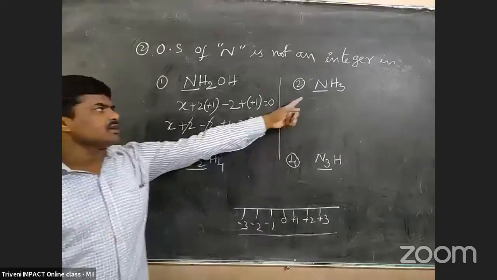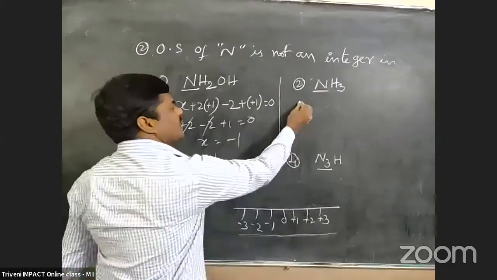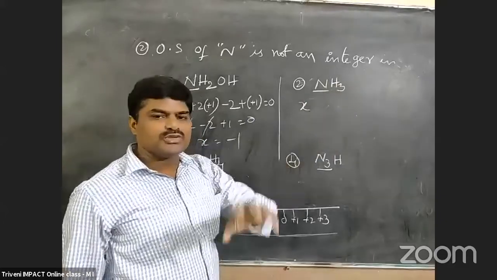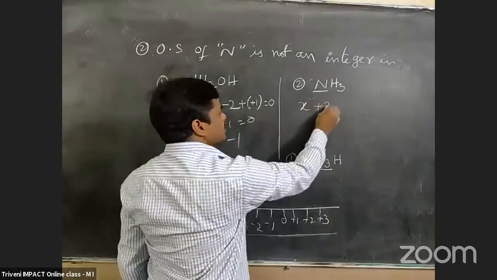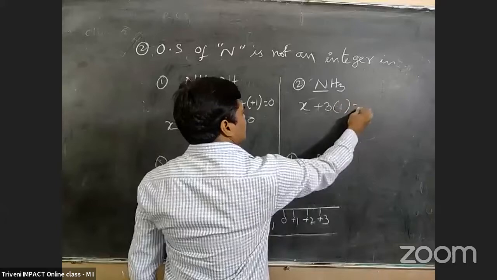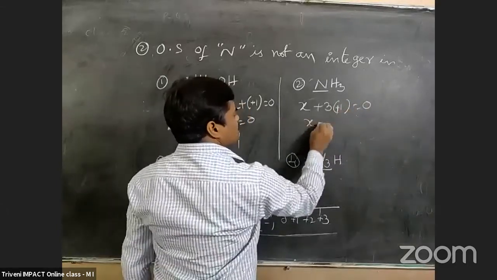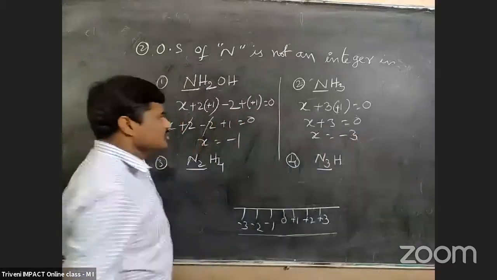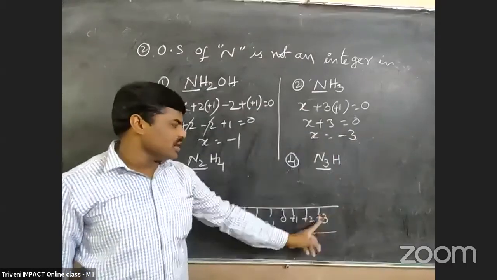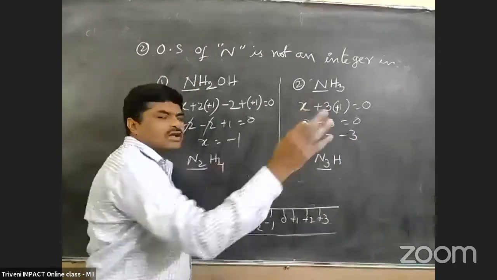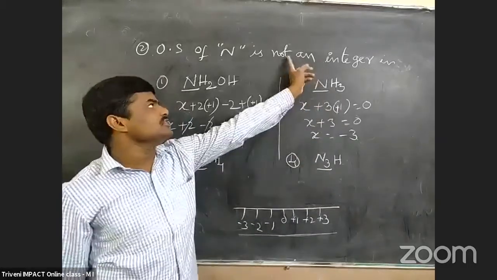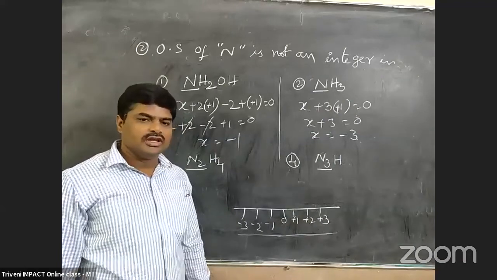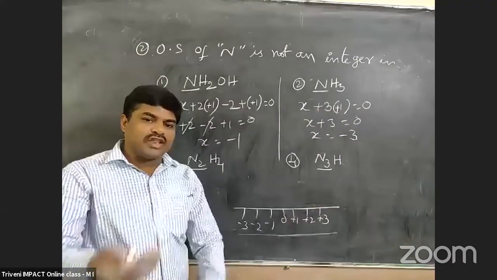Now coming to the second option, let the oxidation state of nitrogen be X. The hydrogen oxidation state is +1, and there are 3 hydrogens, so X plus 3 is equal to 0, and X is equal to -3. Here also we got an integer value, so it is not the correct answer. Not an integer means fractions; integers are either positive or negative whole values.